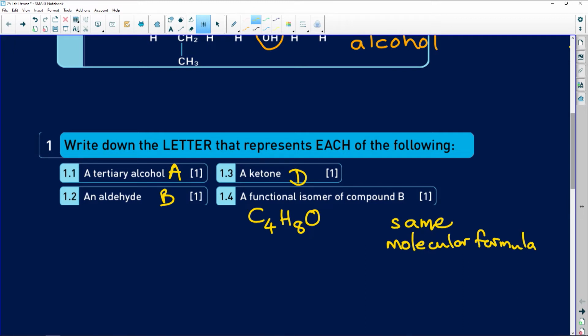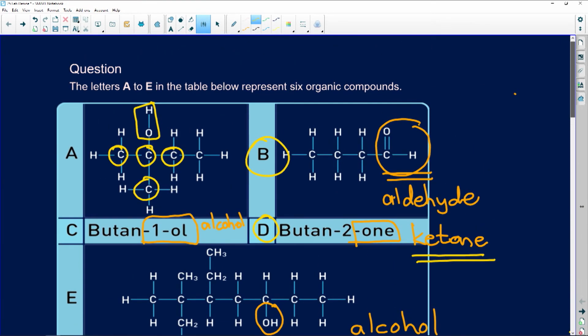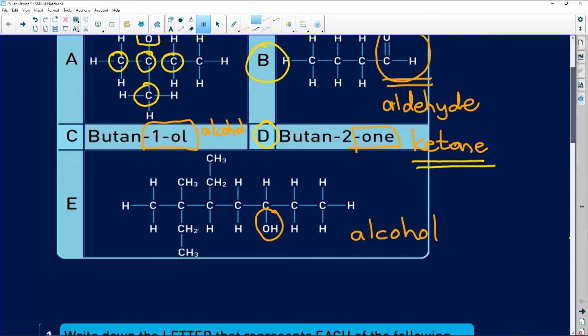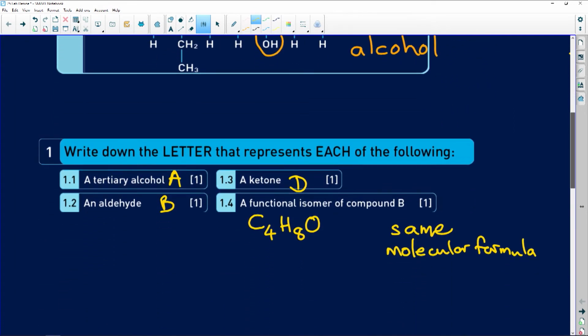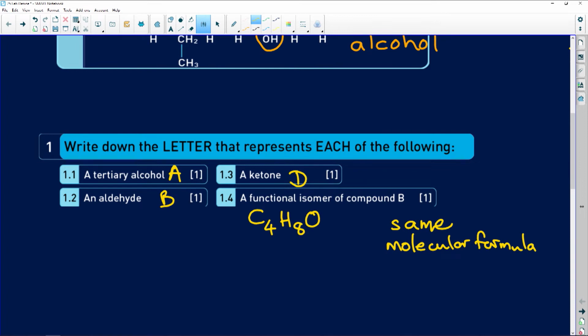So whichever other compound, it's going to have the same molecular formula. So it's going to have 4 carbons. So let us have a look on our table here. Compound A has got 1, 2, 3, 4, 5 carbons, so it can't be compound A. Compound B is the one they're referring to. Compound C has 4 carbons and compound D has 4 carbons. So now it could be either compound C or compound D. But we need to have 8 hydrogens.